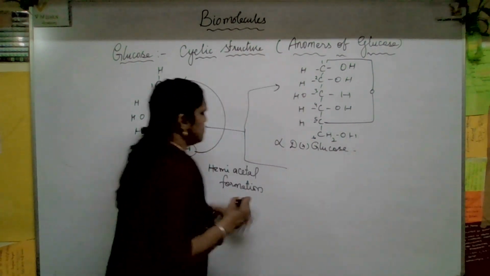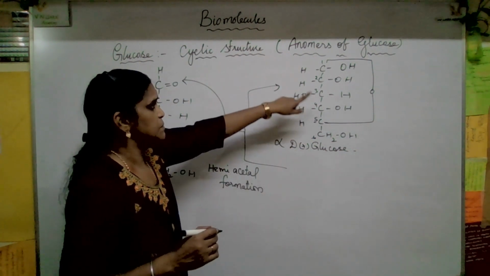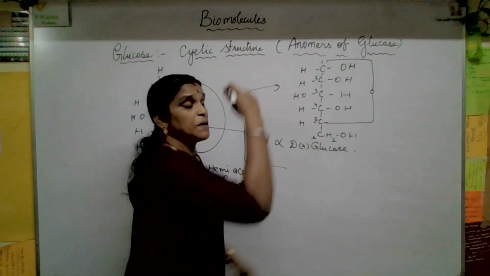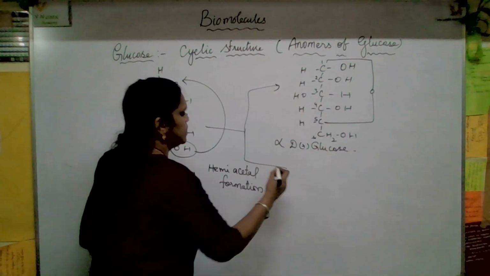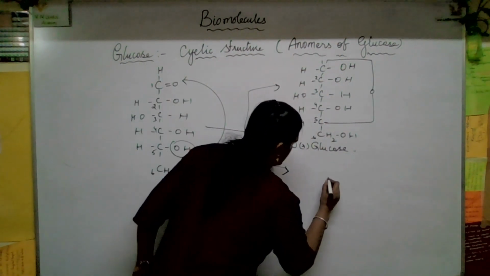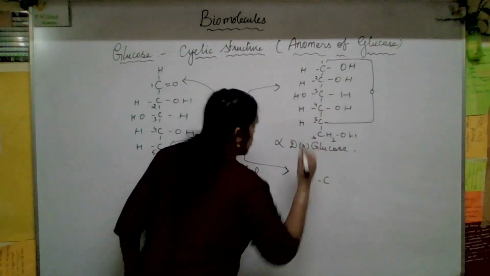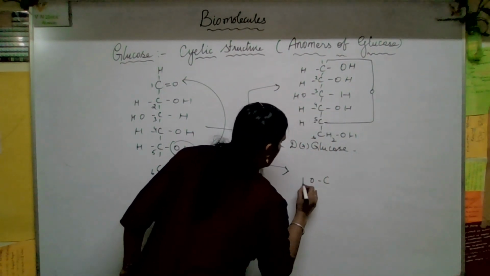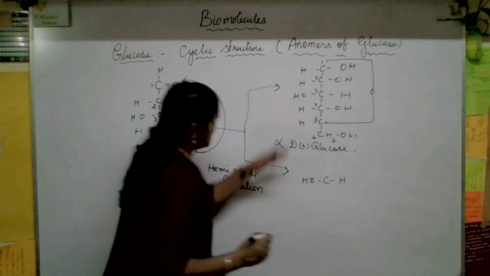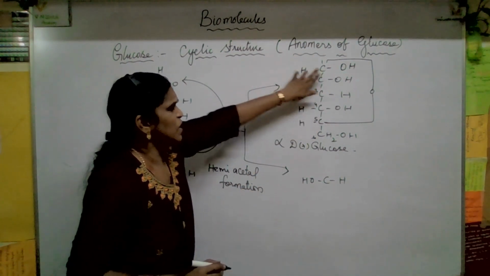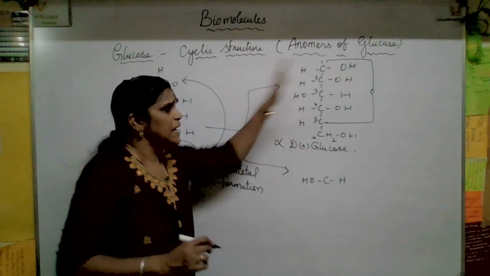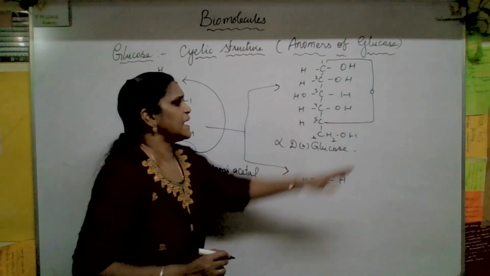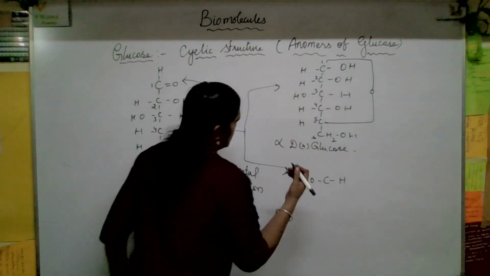So, why I mentioned alpha D glucose is because the OH group is present on the right hand side. Now, in the same way, the first carbon has the OH group attached on the left hand side, CHOH, the same structure only. The only difference is that in one the OH group is on the left hand side, and in the other the OH group is on the right hand side. So, this is beta D glucose.